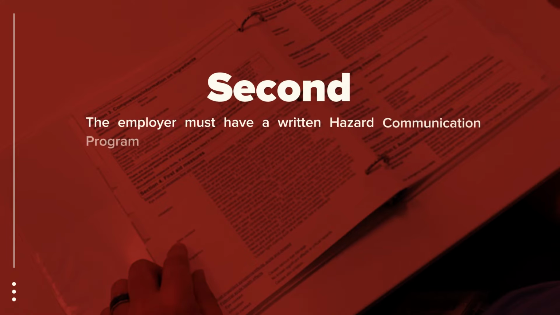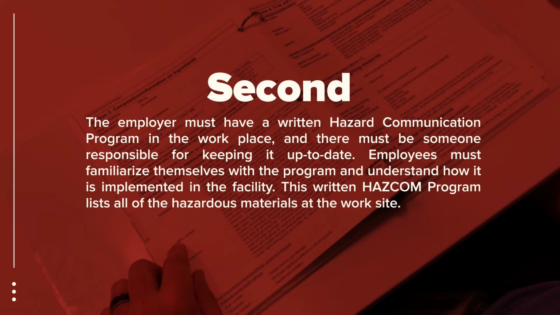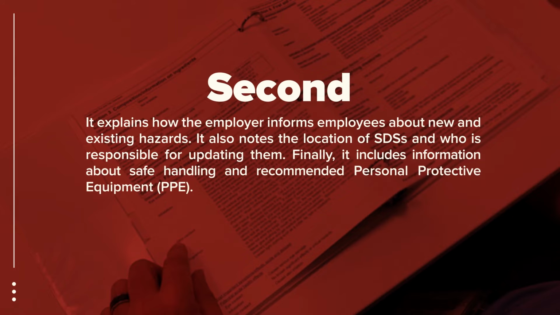Second, the employer must have a written hazard communication program in the workplace, and there must be someone responsible for keeping it up to date. Employees must familiarize themselves with the program and understand how it is implemented in the facility. This written HAZCOM program lists all of the hazardous materials at the worksite. It explains how the employer informs employees about new and existing hazards. It also notes the location of SDSs and who is responsible for updating them. Finally, it includes information about safe handling and recommended personal protective equipment, PPE.